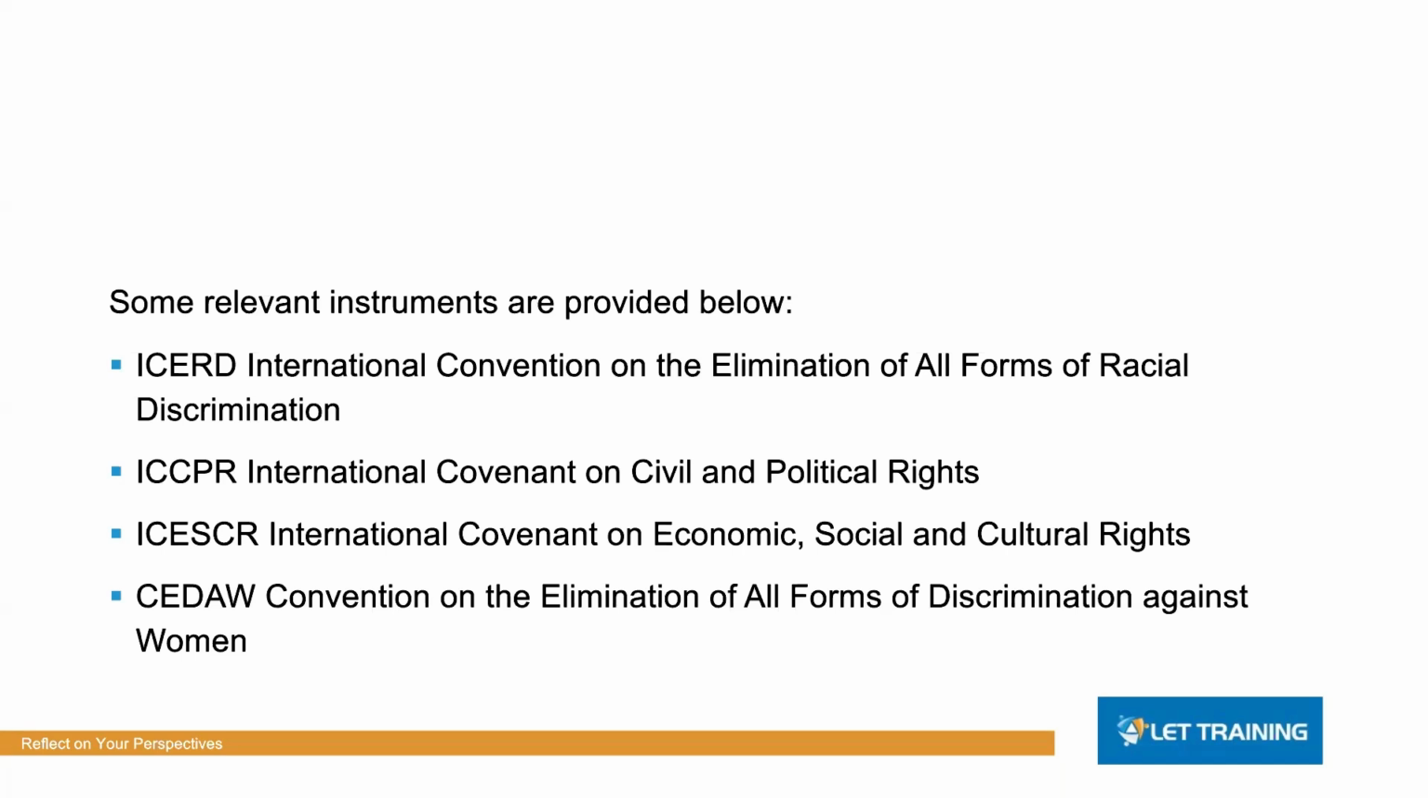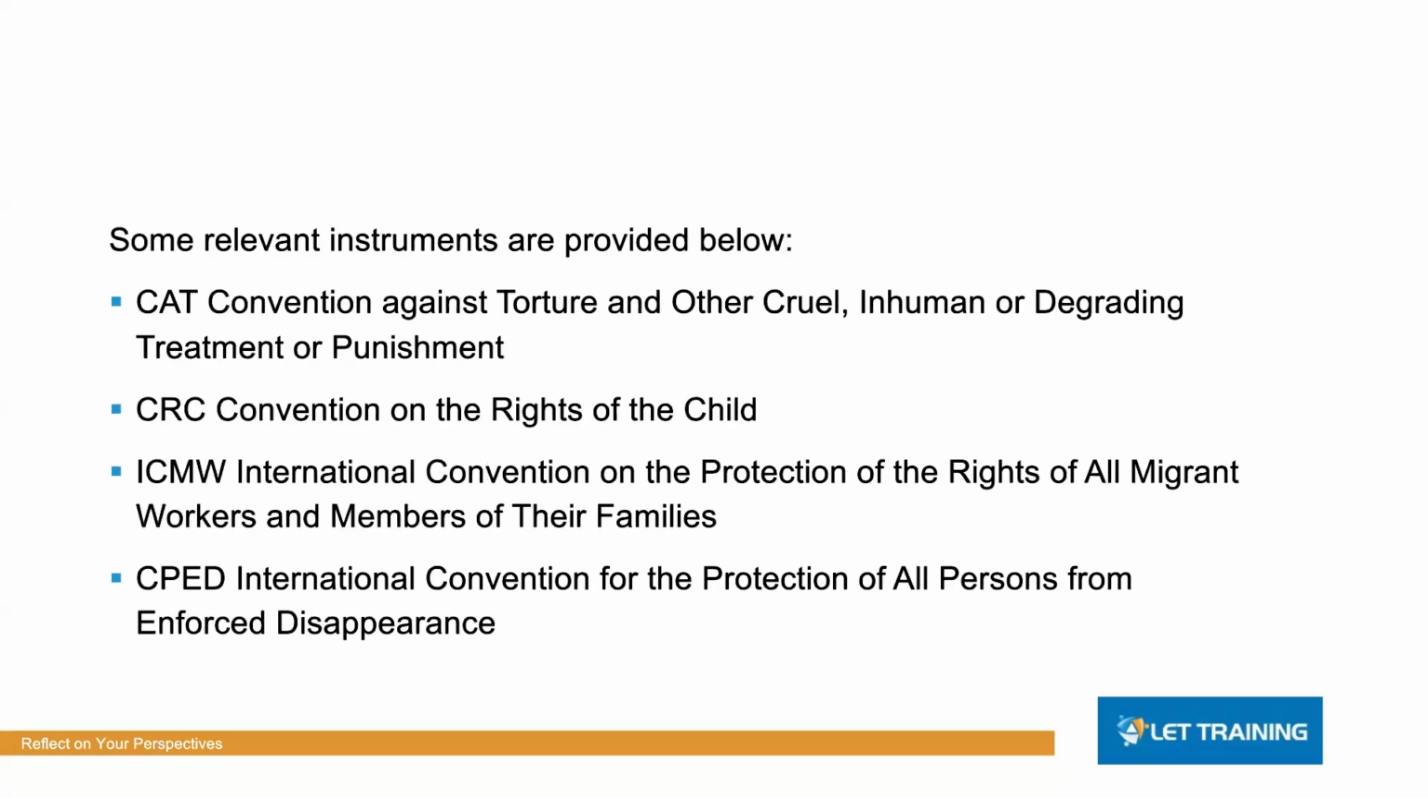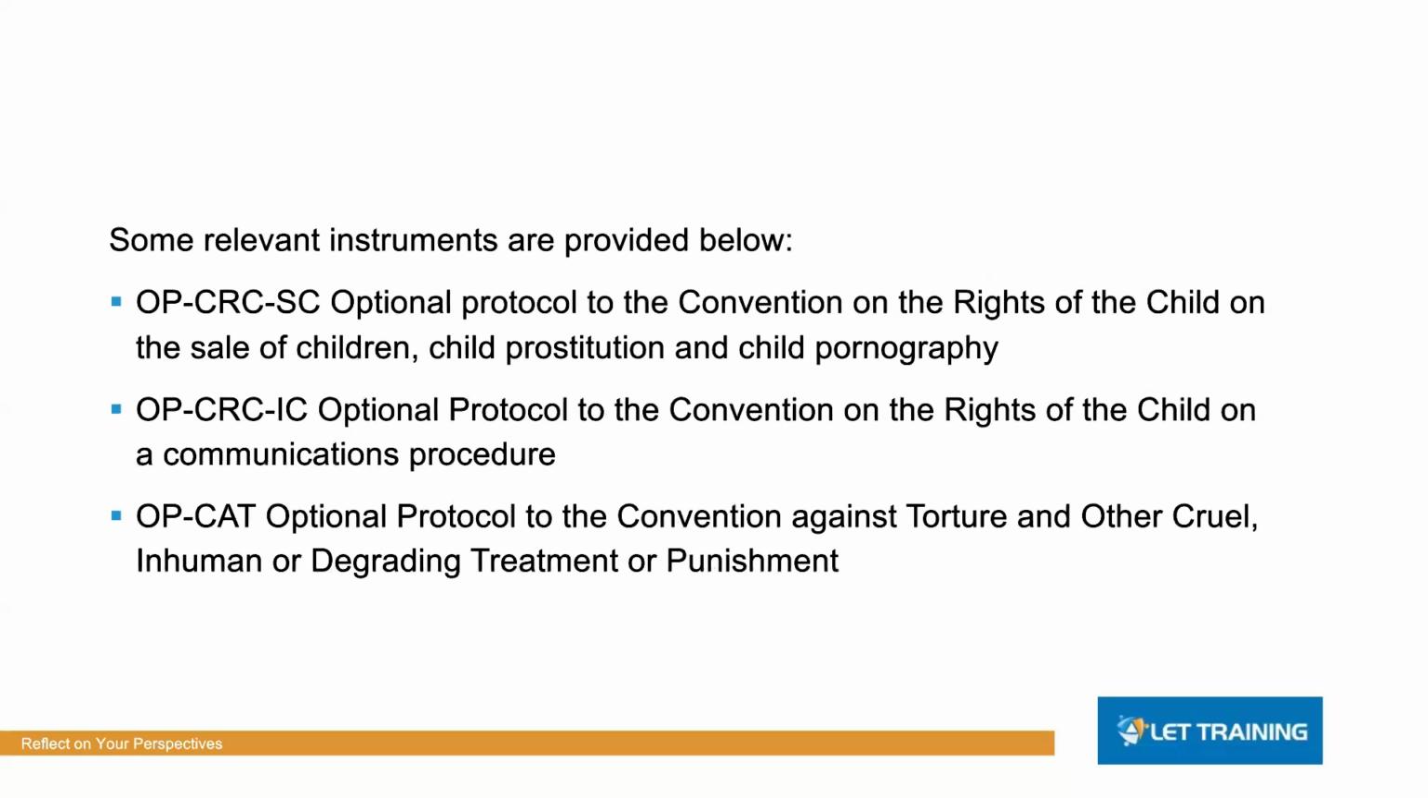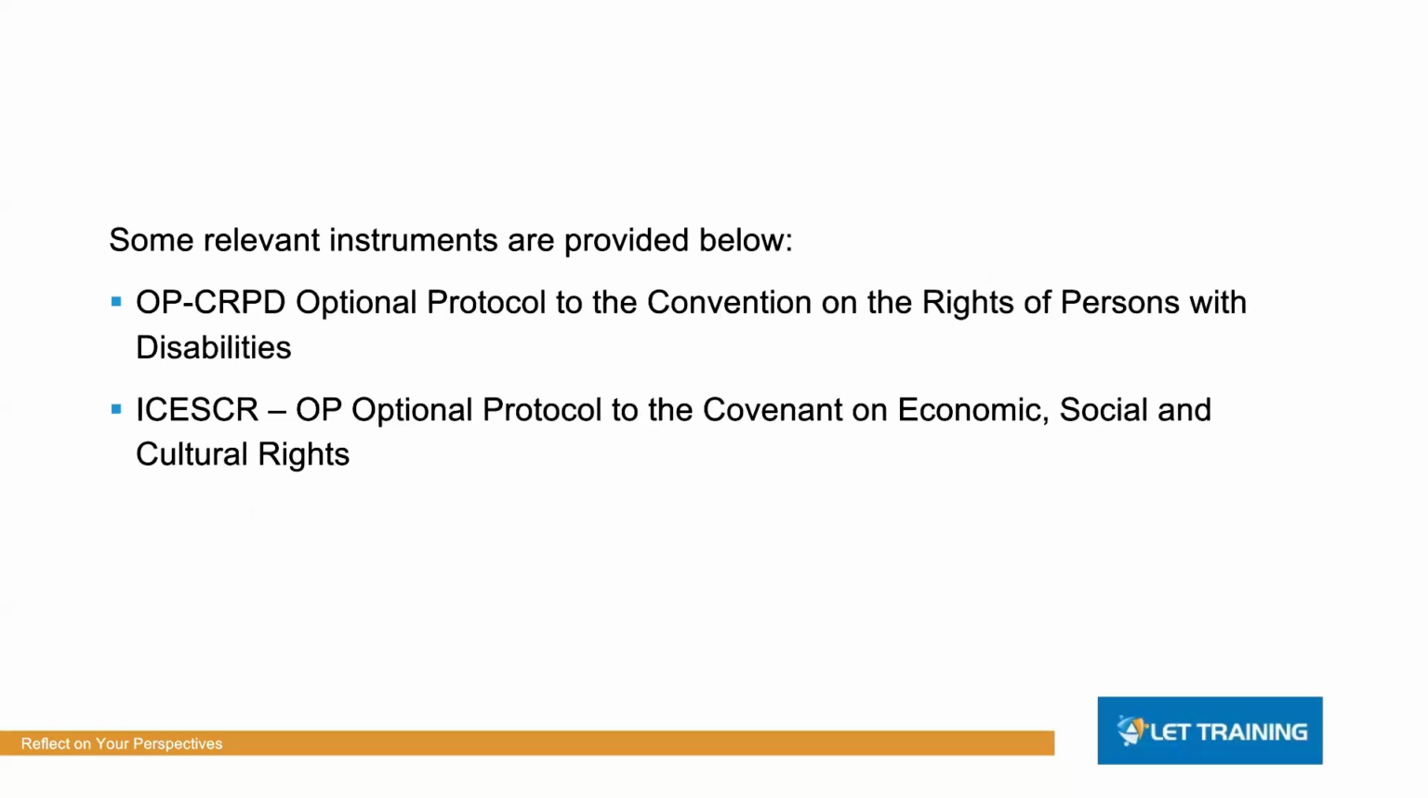So slides 24 through to 29 list the instruments that can be located in section 1.3.2 of your learner guide. So I'm not going to go through them with you. As I said, you can find them in your learner guide. You'll also find additional human rights standards and conventions in section 1.3.2 of your learner guide.